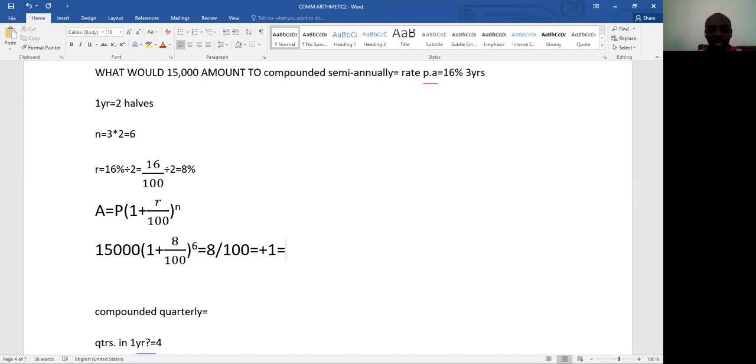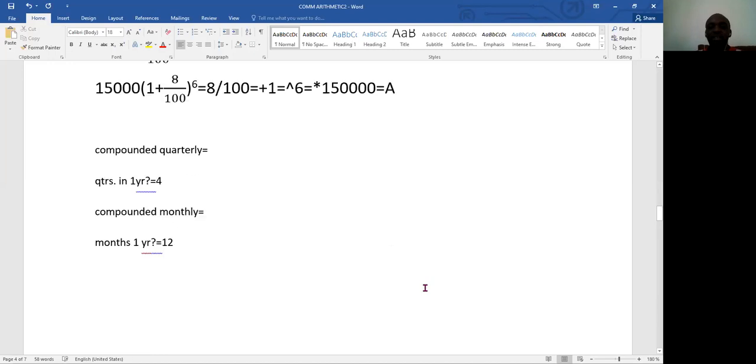And then there is the power key. In your scientific calculator, it looks like this. And then you put 6 here. You say equals. And finally, you multiply by 15,000. So you get the answer, and this will be your A. That is how simply you can get the A.